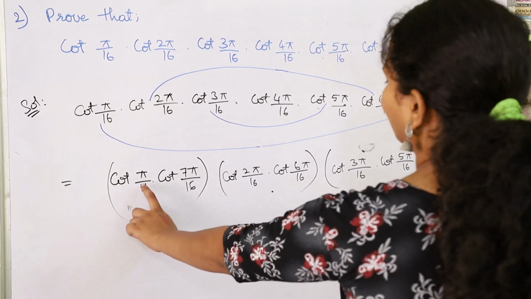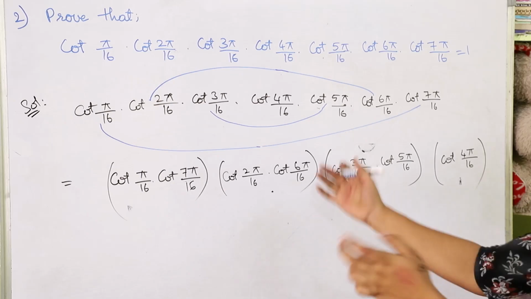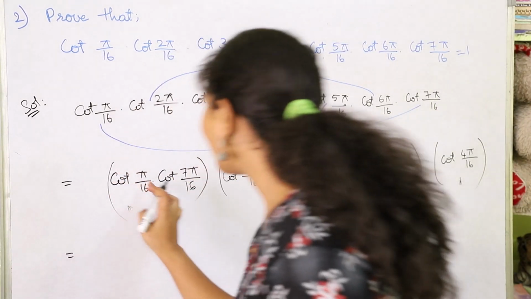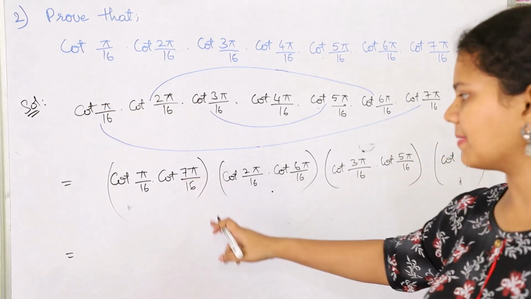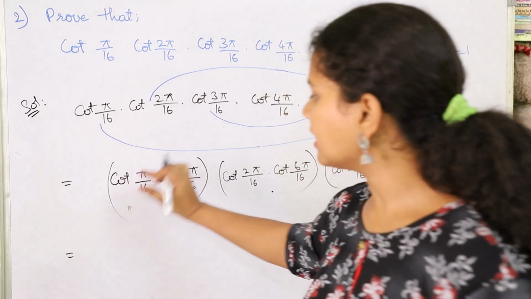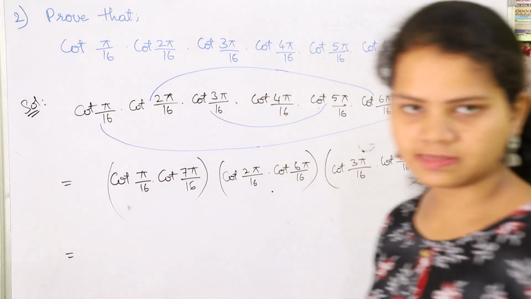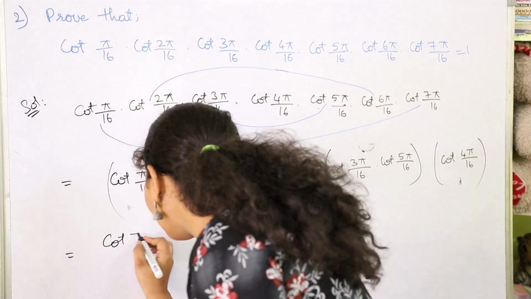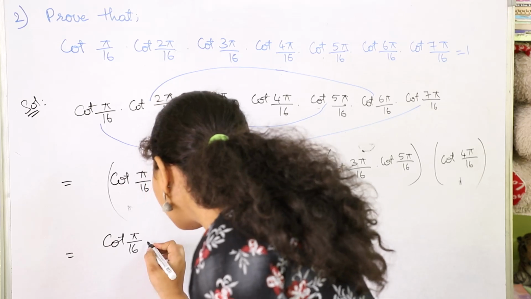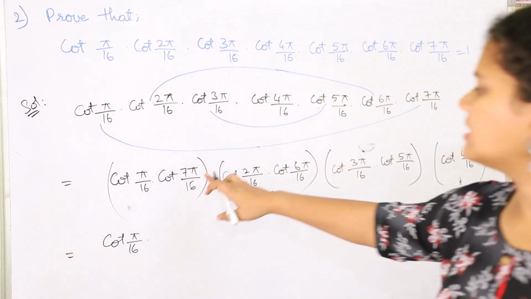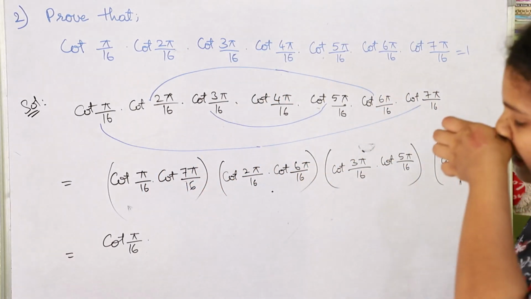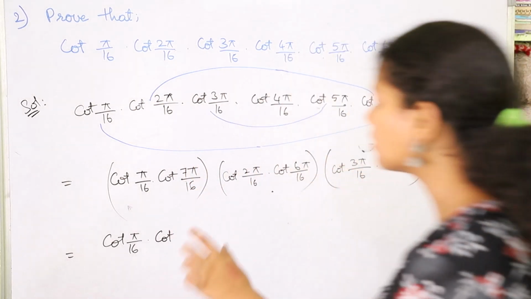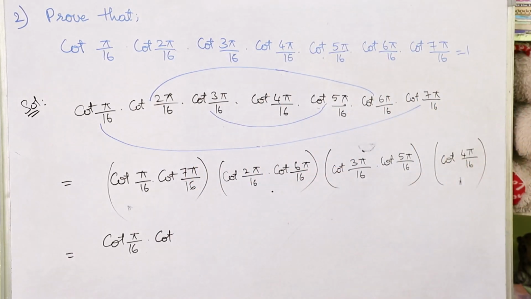Here cot pi by 16, let it be. Now guys, you can write this as cot pi by 16 into cot 7 pi by 16. Let us write down this cot pi by 16 as it is, because you can't change it, into cot 7 pi by 16. You can write this cot 7 pi by 16 as, just look here carefully, as we have done in the first question, similar to that.